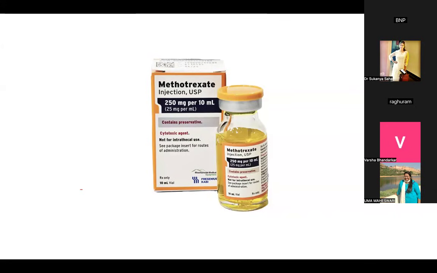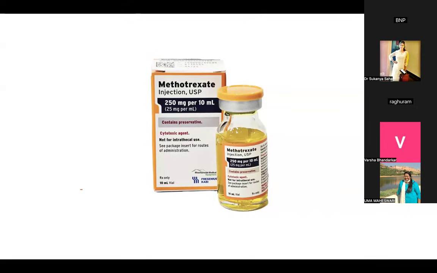Now, methotrexate is administered through various modes. It is administered in IV form, IM form, intrathecally, as well as oral form. So all those forms it's administered. It's metabolized in the liver and excreted through the kidneys.